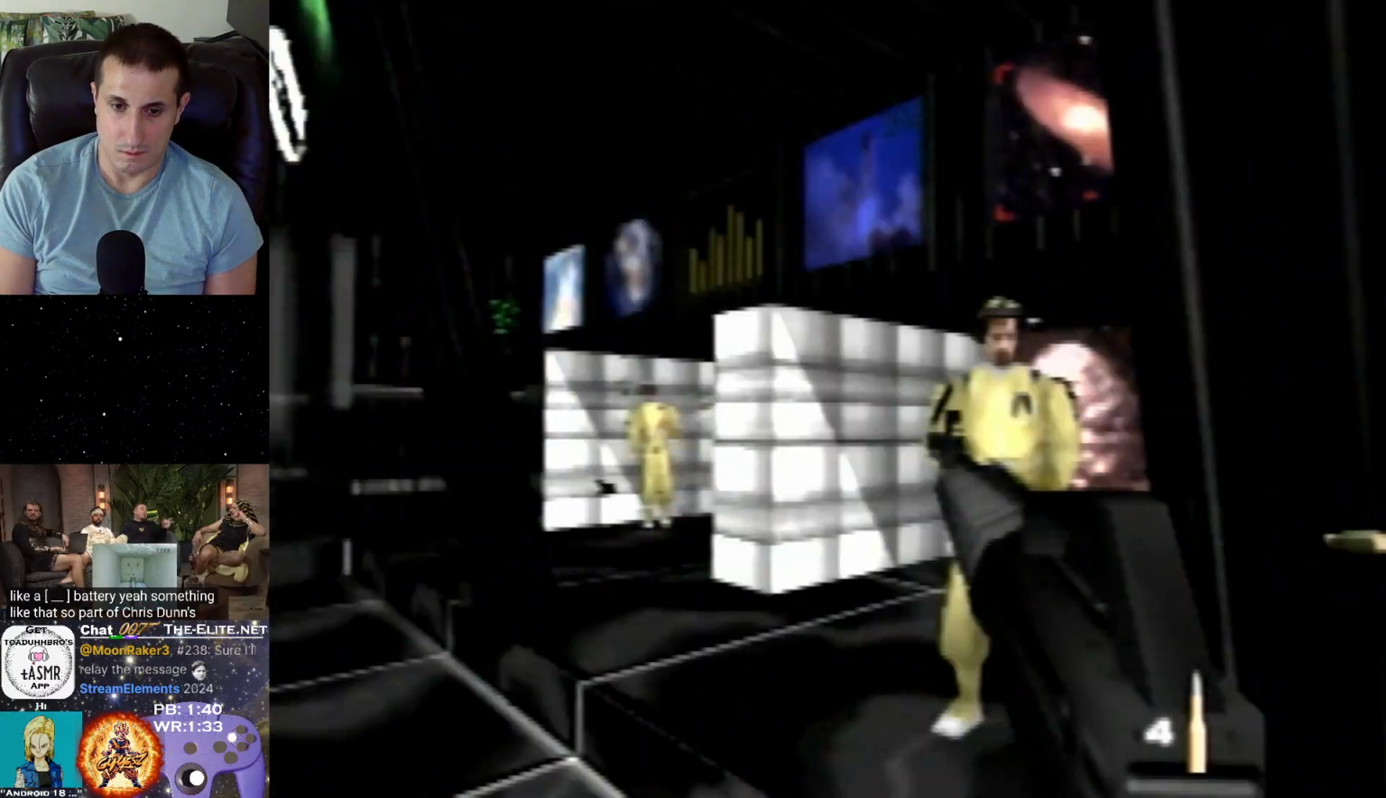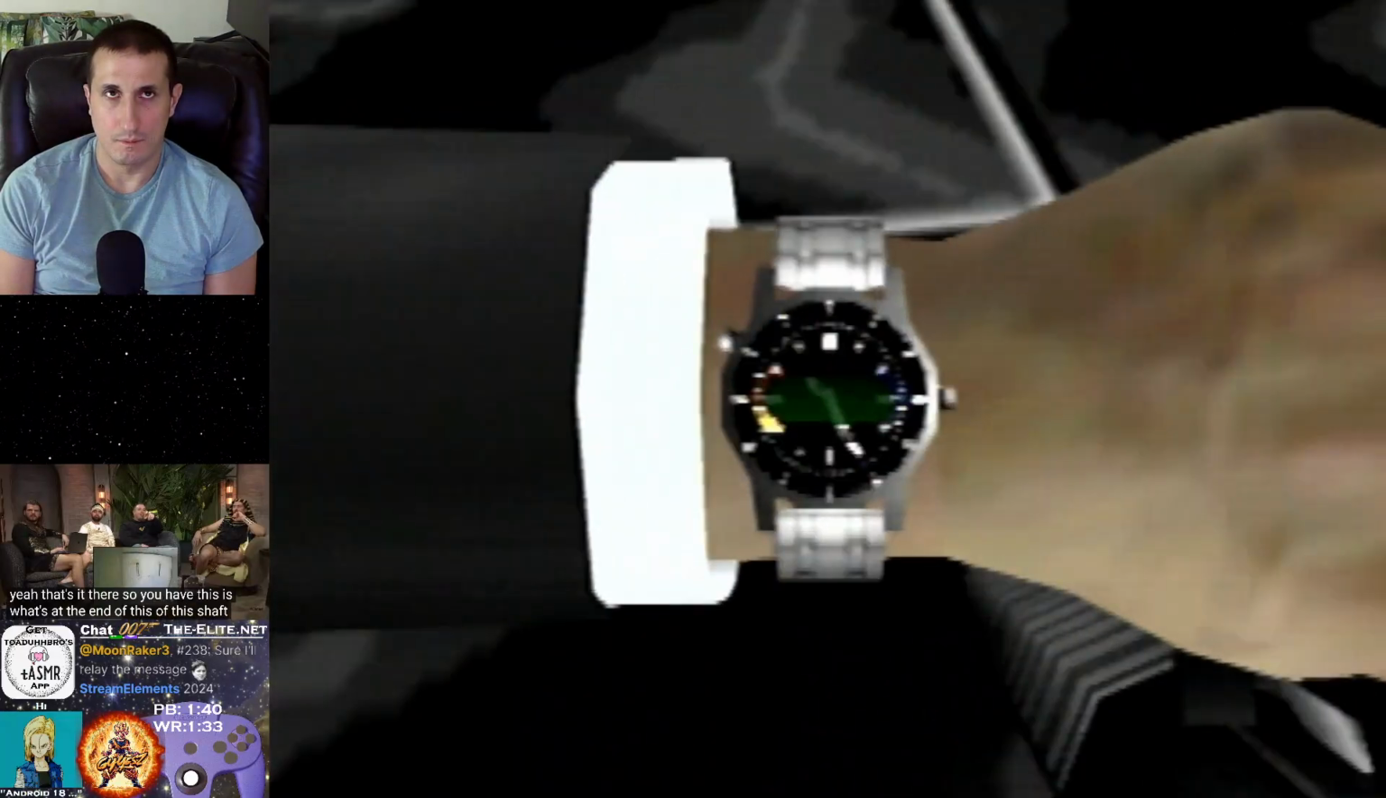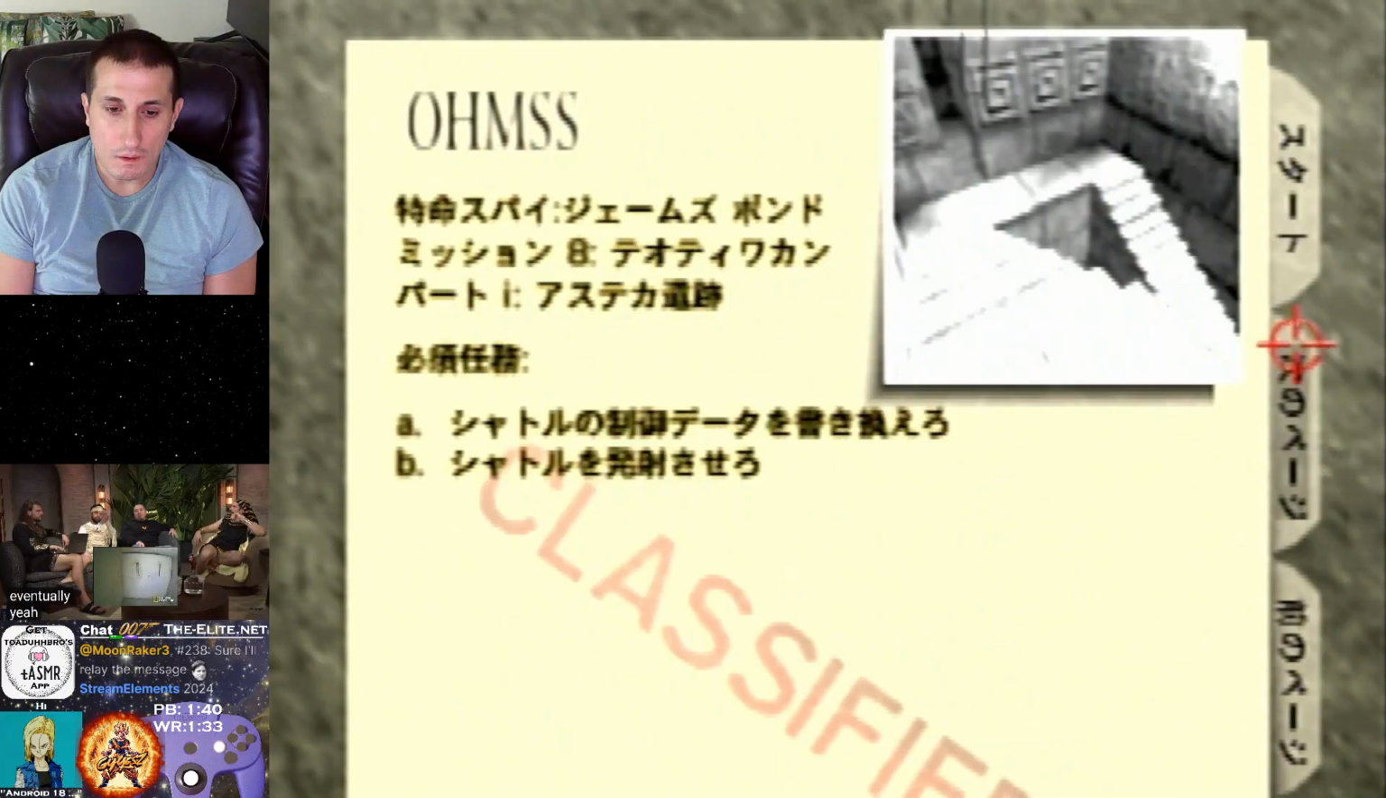So part of Chris Dunn's theory, that's it there. So this is what's at the end of this shaft. Get out of here. And then eventually... Like a socket. Yeah, it's like a cycle. Well, those little copper things that are on there. No, the hole they drilled. Okay. You see the drill bit there.